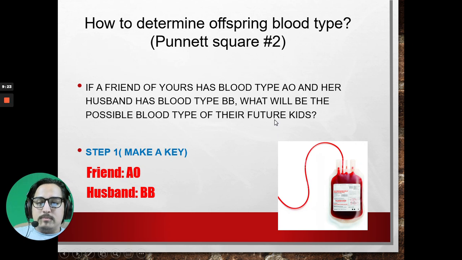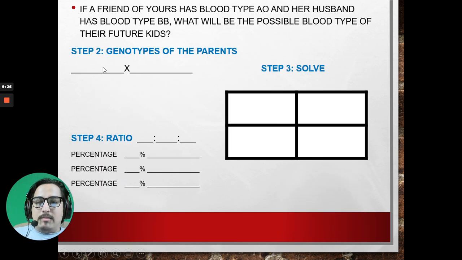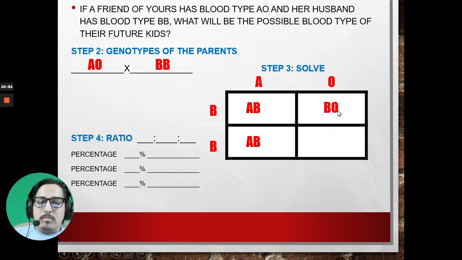Let's move on. So, you copy that down here again. She is AO and he is BB. What will be the possible blood types of the future kids? So, you put this on the box. That's her. This is him. You start crossing it. Now, be careful. A and B gives you AB. O and B, or B and O, gives you BO. Oops, sorry, down here. A and B gives you AB again. Sorry, I didn't know it was going to go down. Then over here, B and O gives you BO, and then B and O gives you BO again.